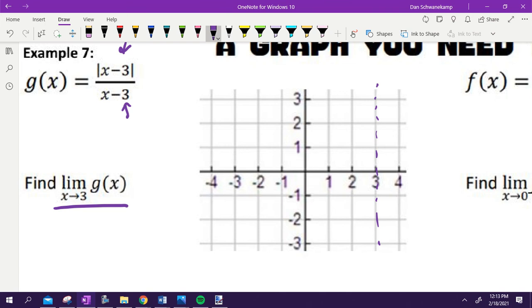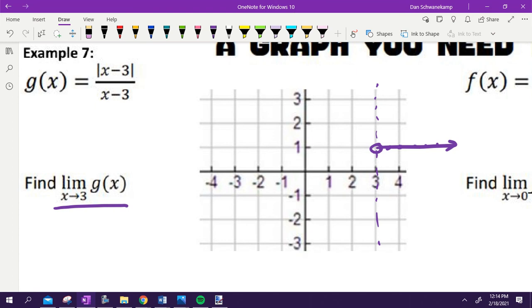Take any number bigger than 3 and plug it in. So like 4, right? 4 minus 3 all over 4 minus 3. Absolute value on top. What am I going to get? 1. Okay, plug in 3.5. Plug in 3.1. Plug in 5. Plug in 6. It is this line right here. But at 3, there's a hole, because we got the same number on top and bottom.